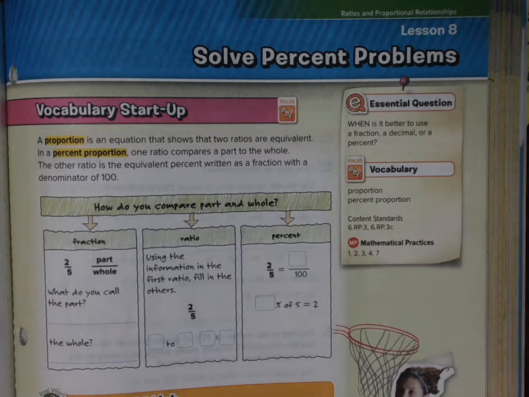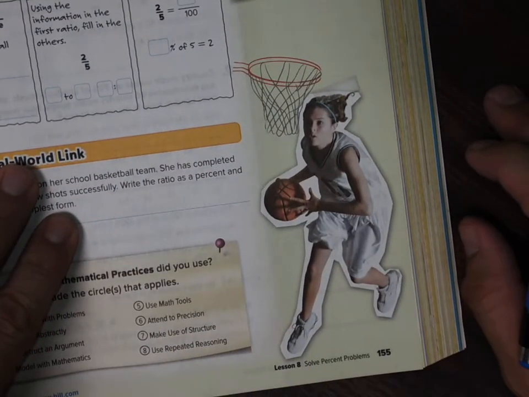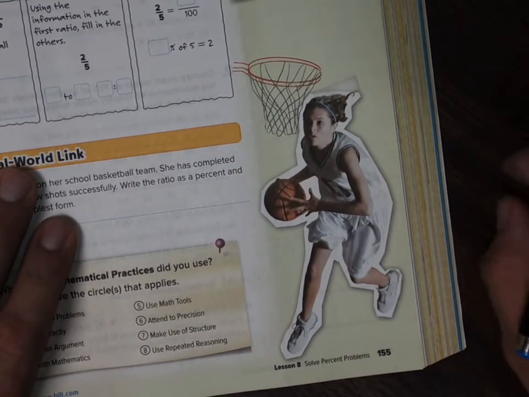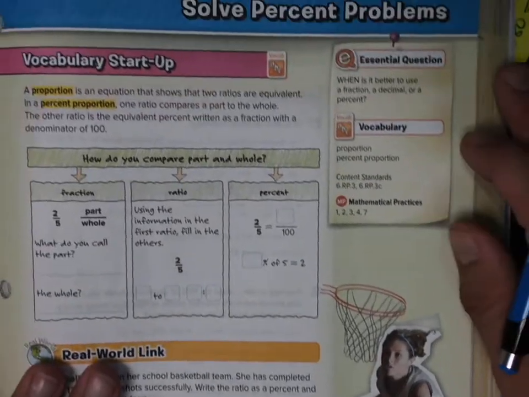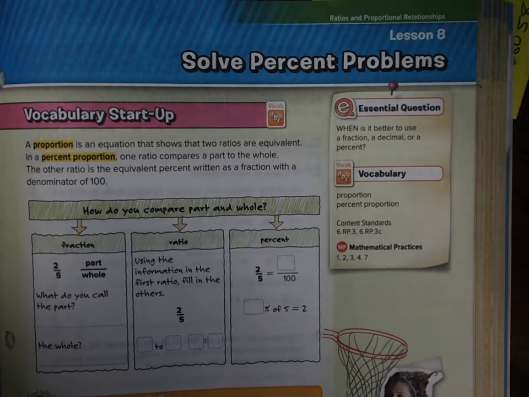Alright, today we're going to move into lesson 8, which is solve percent problems. This is on page 155. So lesson 8, chapter 2, lesson 8. This is the last lesson in the chapter itself, so after this we'll be doing a study guide and a test. So, jumping right into the vocabulary startup.